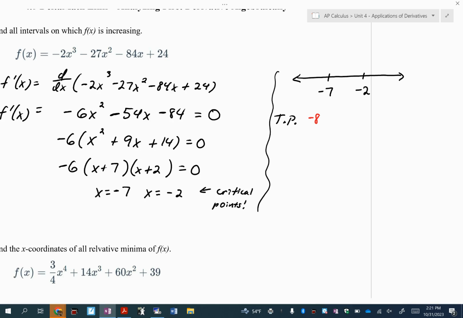If I'm going to choose a test point between, can I get some more test points? Between -7 and -2, what am I going to choose?